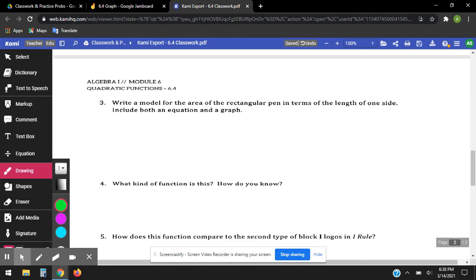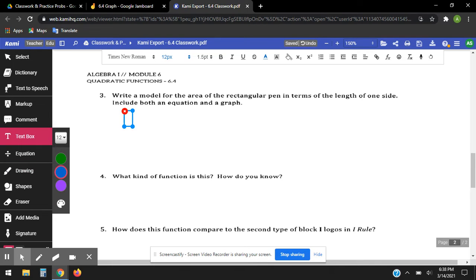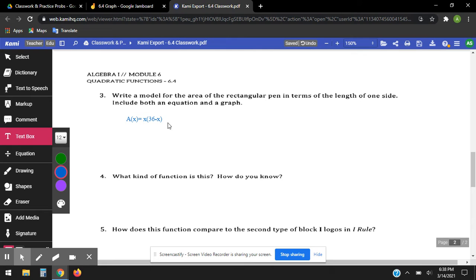All right, so write a model for the area of a rectangular pen in terms of the length of one side. Include both the equation and the graph. Well, we just did our equation from that box. So we'll say area of x, let's do a capital A of x, equals x, where x was the length, times 36 minus x, because that was the width. So now we need to do a graph.